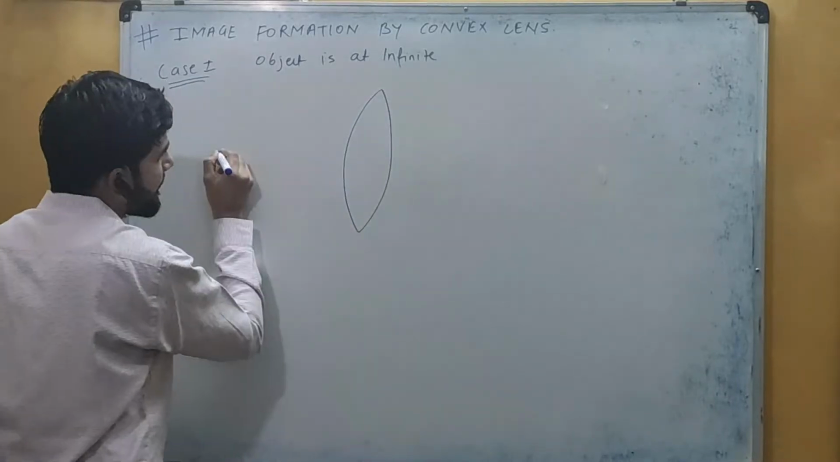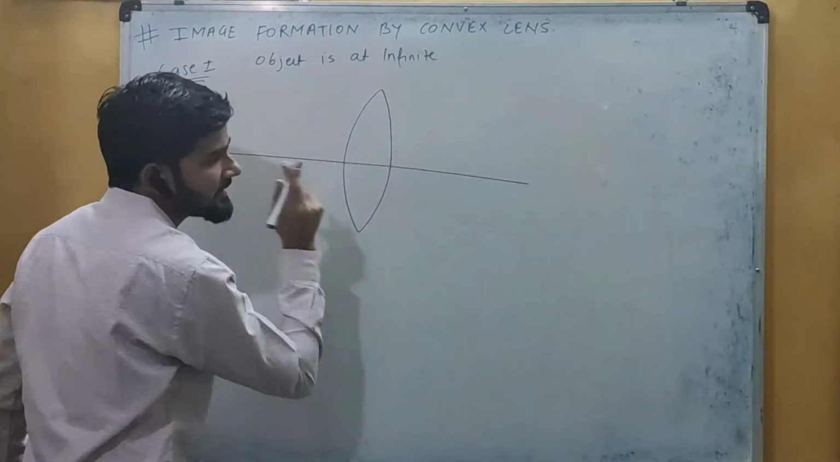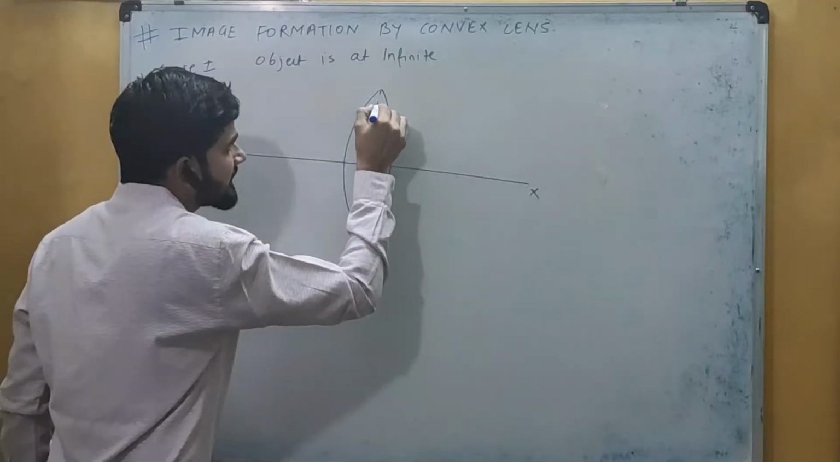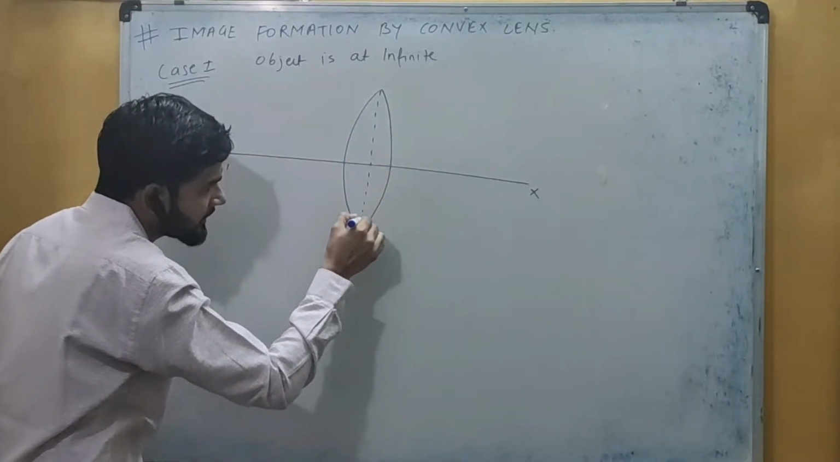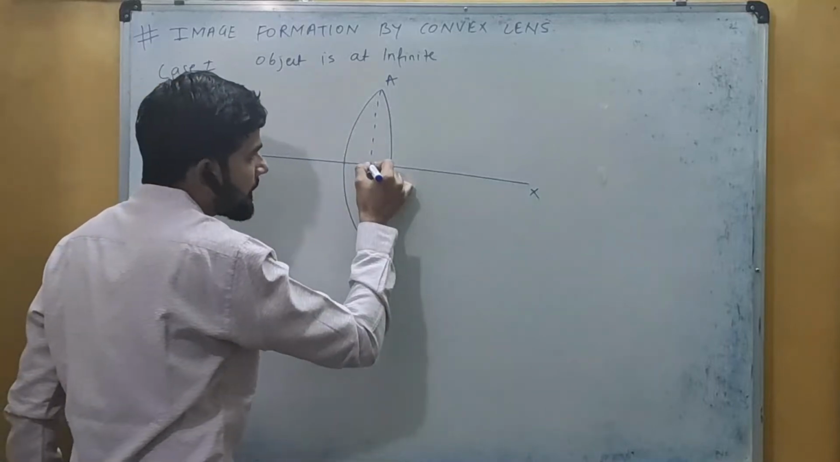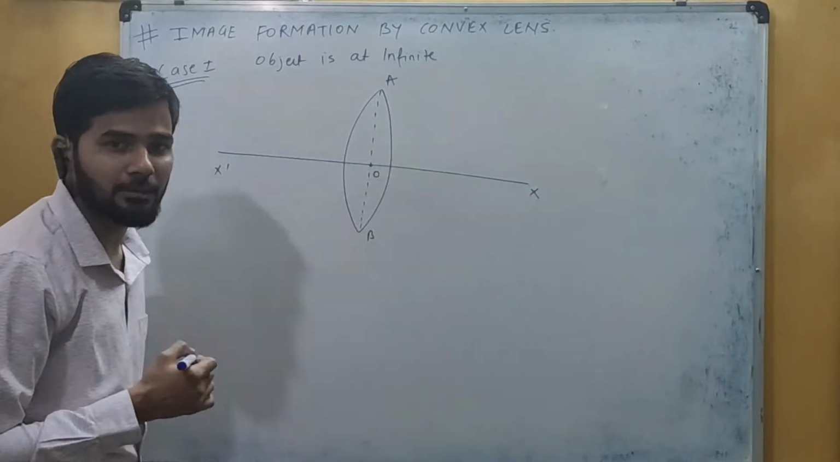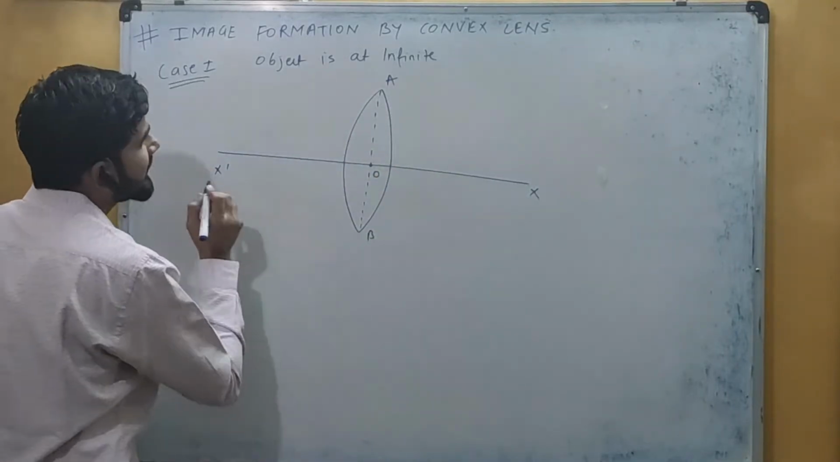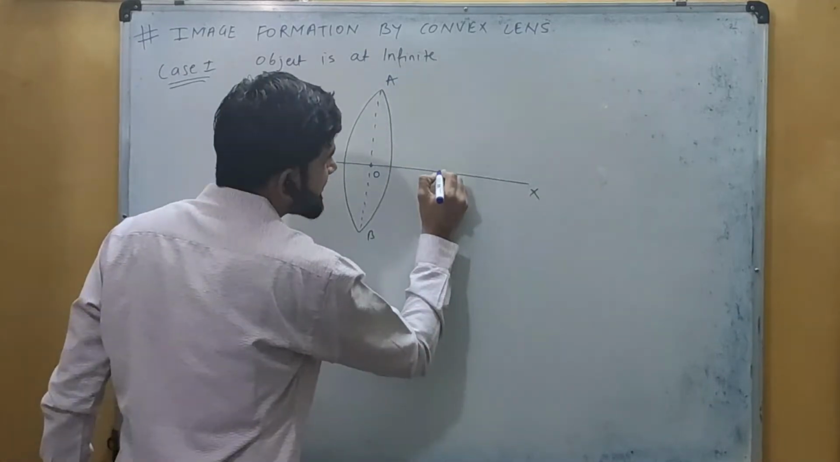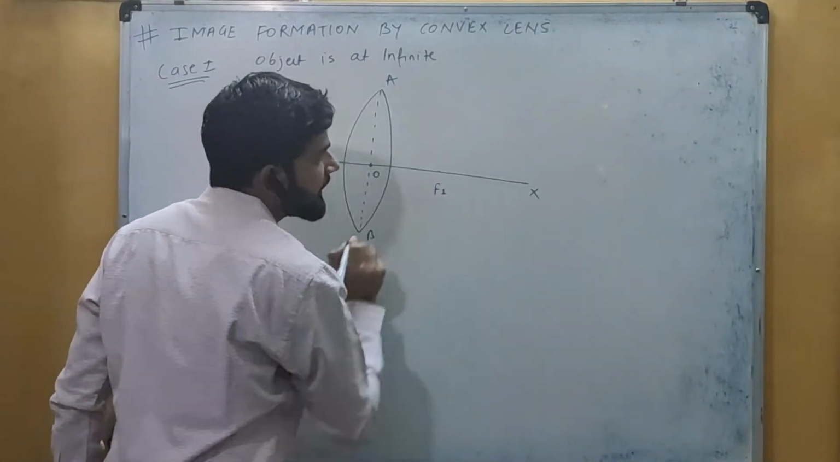Let us draw the lens. This is the principal axis X dash. This is the aperture, where we are assuming that the refraction will take place. This is the optical center, which you can represent by O or C. Now this is the second principal focus f2, and this is the first principal focus f1.